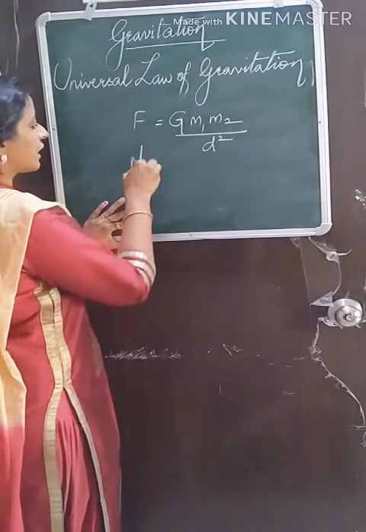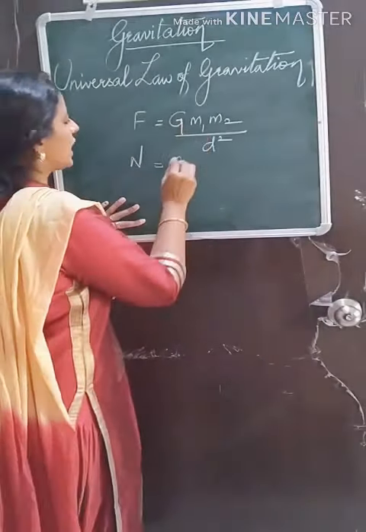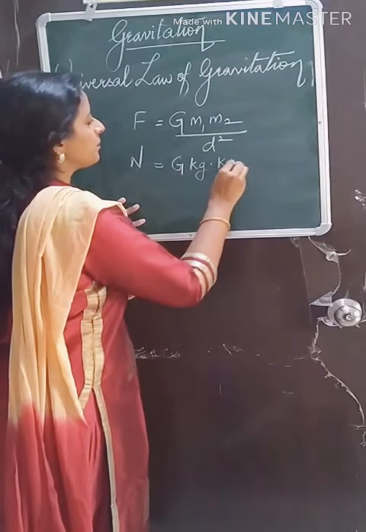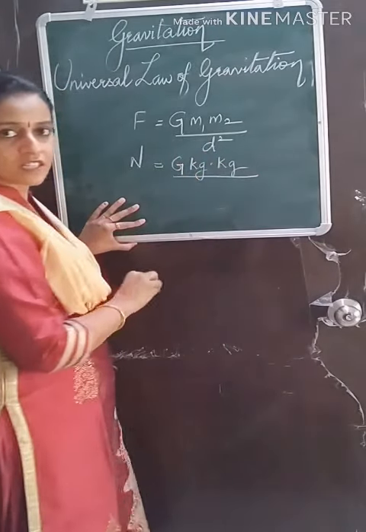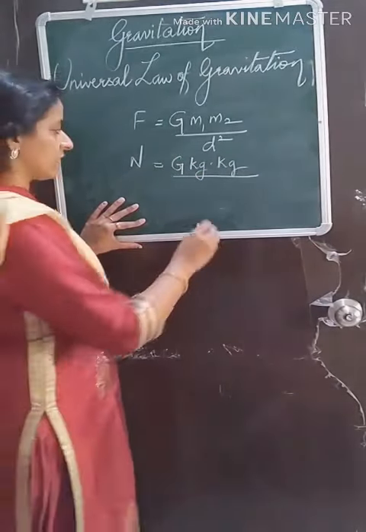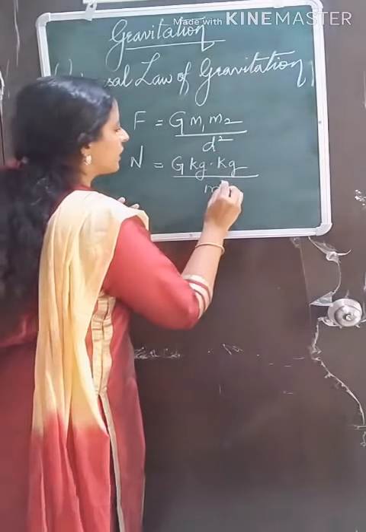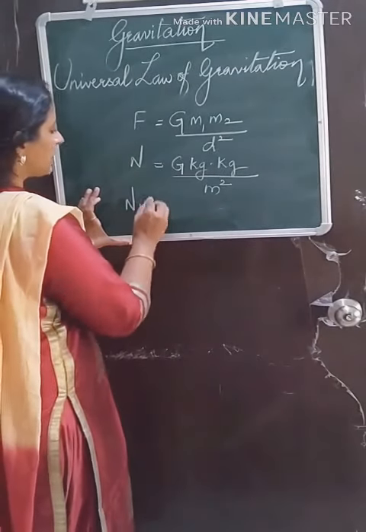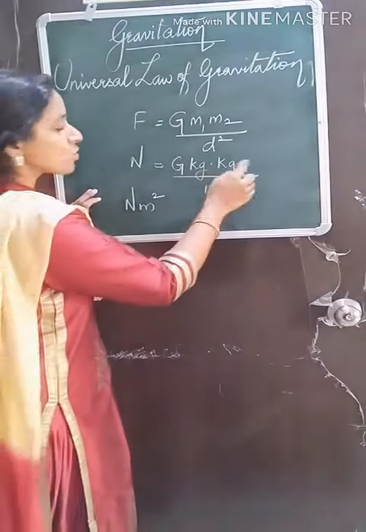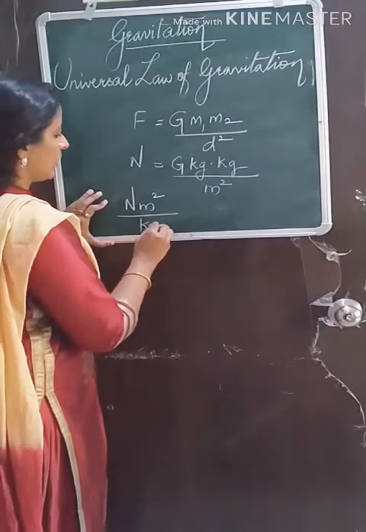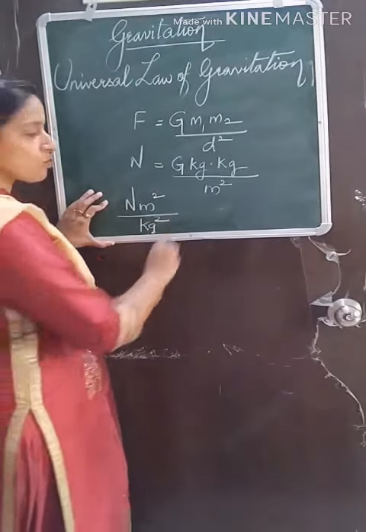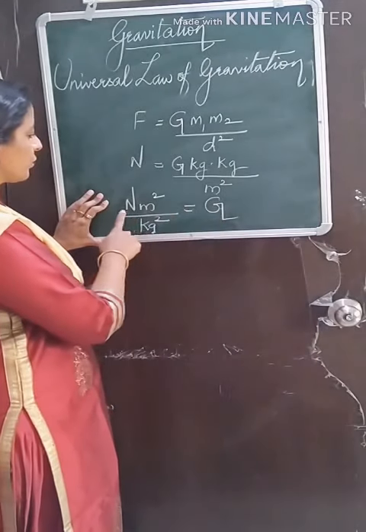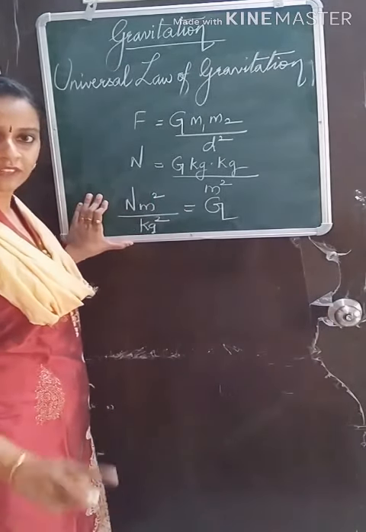So in place of force I'll write Newton. N is equal to G, I'll write the same. M1, M2 means kilogram into kilogram upon d for distance. How do we measure distance? Meter. For SI unit it is meter. So meter square. Now let us take this meter square to this side. So you get Newton meter square. These two will come down. Kilogram into kilogram will become kilogram square, is equal to G. Understood? So what is the unit of G? Newton meter square per kilogram square. Same thing I told you, no?